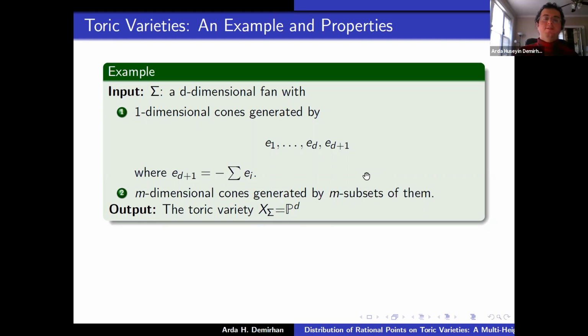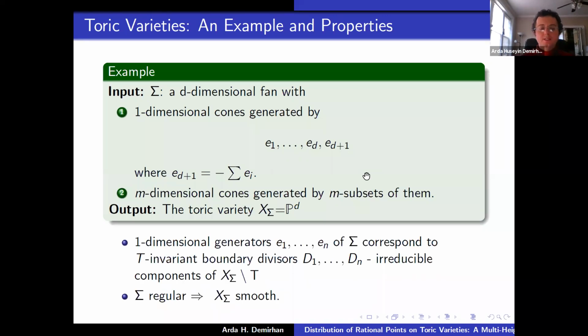Say Sigma is a d-dimensional fan with one-dimensional cones generated by the first d elements being the canonical basis elements. The last one is different. It is the opposite of the sum of the rest. And say the m-dimensional cones are generated by m-subsets of them. Once you glue the affine toric varieties all together, what you get is nothing but the projective space P^d. Let's make some crucial observations.